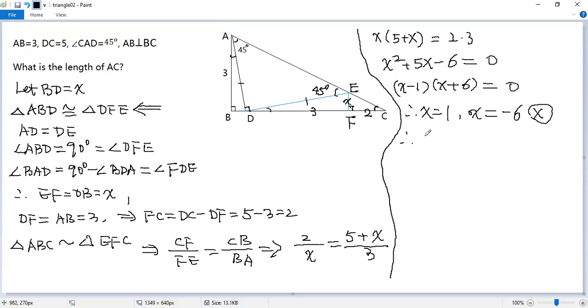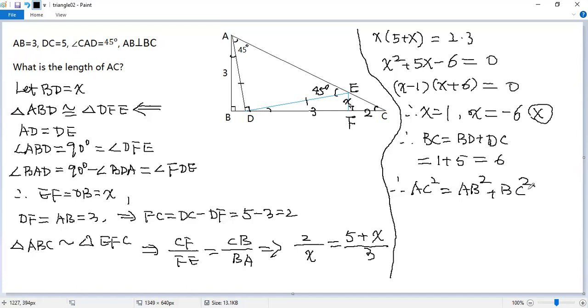So then we know the length of BC equals BD plus DC. So we get BD 1, DC 5, so we get 6. Finally, we can apply the Pythagorean theorem. So I get AC squared equals AB squared plus BC squared. We know AB squared is 3 squared, BC squared is 6 squared. 9 plus 36 equals 45. Taking the square root, we get AC equals the square root of 45, which is 3 times the square root of 5. That is the final answer.